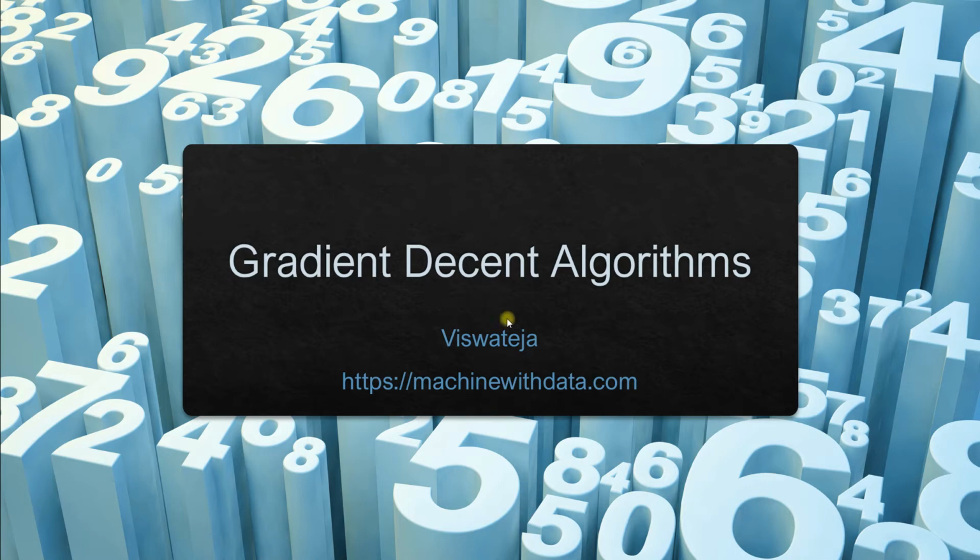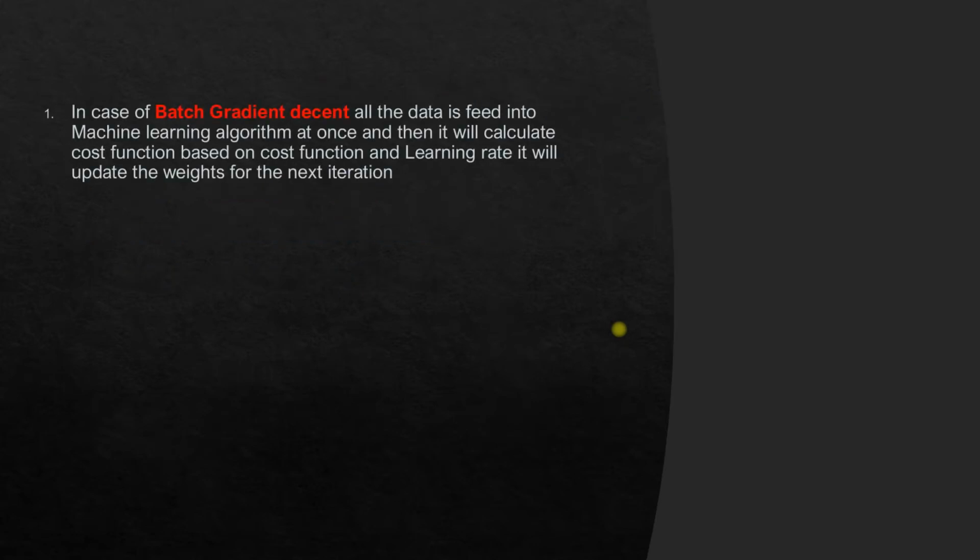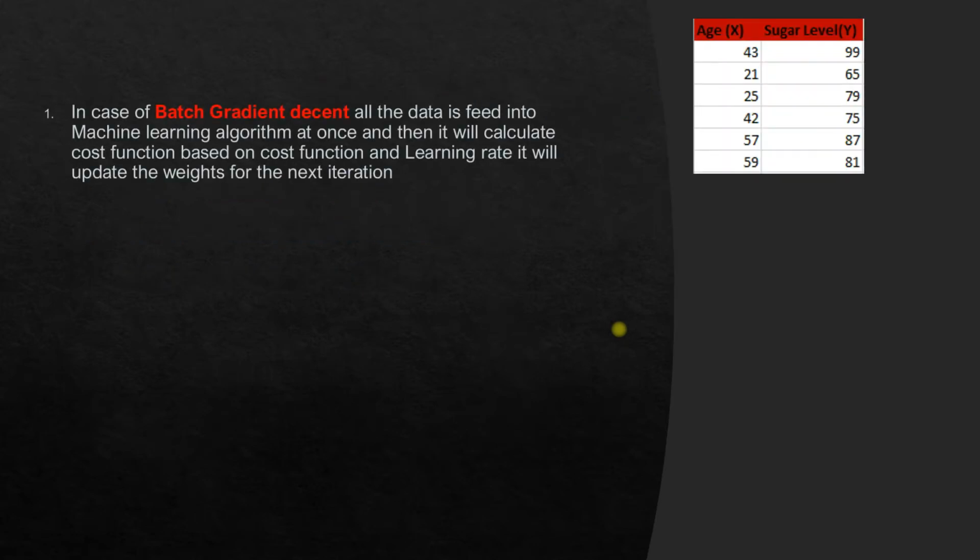There are many types of gradient descent algorithms. Out of those, we'll be discussing the three widely used ones: batch gradient descent, stochastic gradient descent, and mini batch gradient descent. We'll try to understand one by one how each of these algorithms works. First, let's understand how batch gradient descent works.